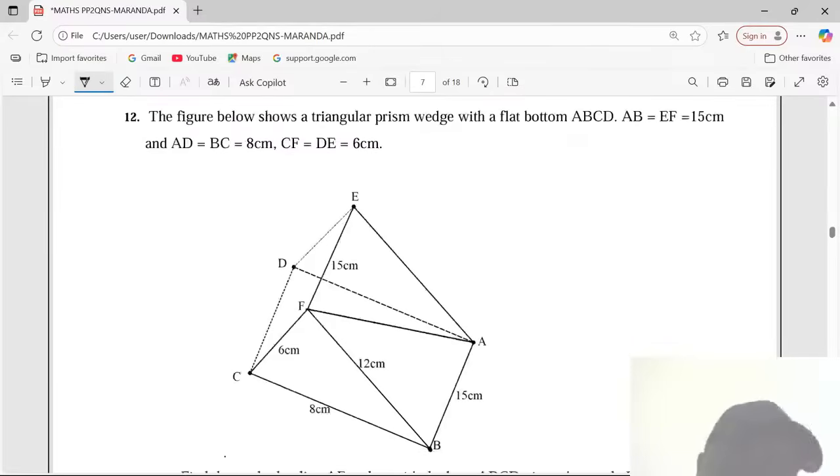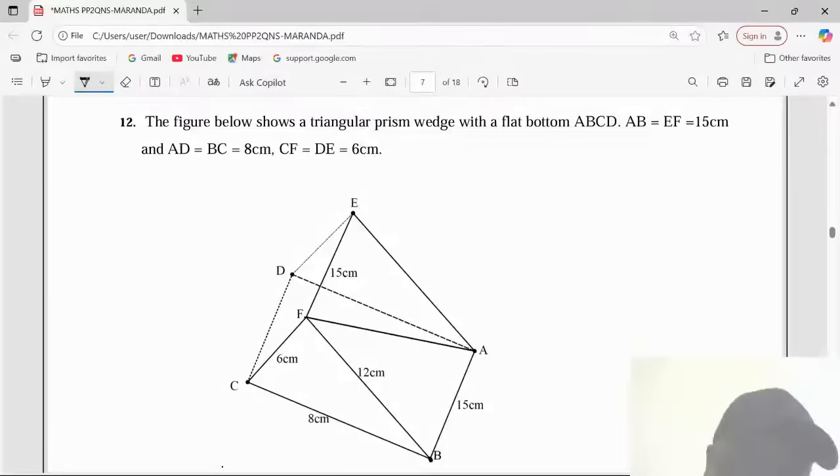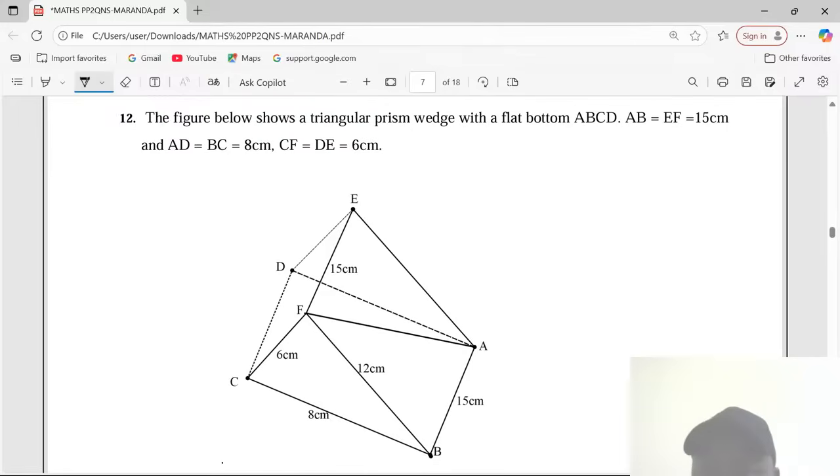We have a very wonderful question here that I want people to understand. The figure below shows a triangular prism. Please be around as we discuss this question up to the end. Personally, I've tried to go through it, and if one is not very careful, they will end up completely confusing it. The figure below shows a triangular prism wedge with a flat bottom ABCD. As you can see, ABCD is a base, a flat bottom.